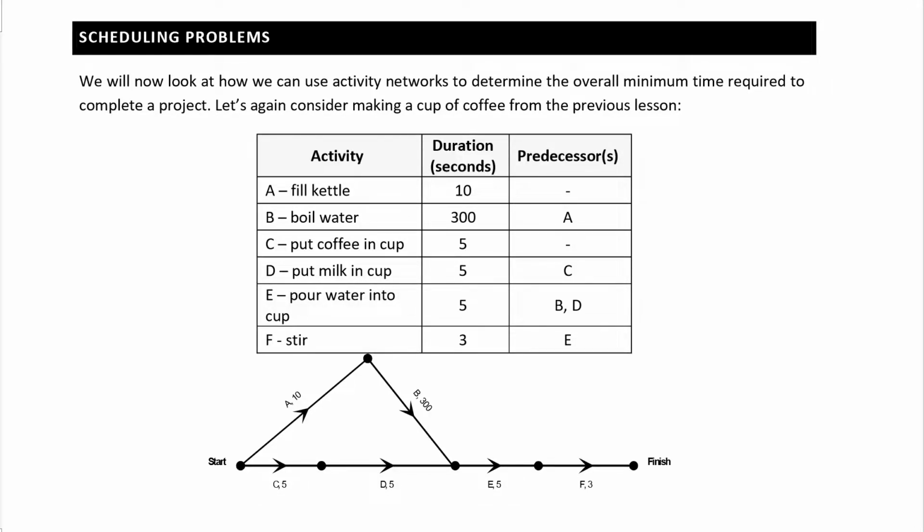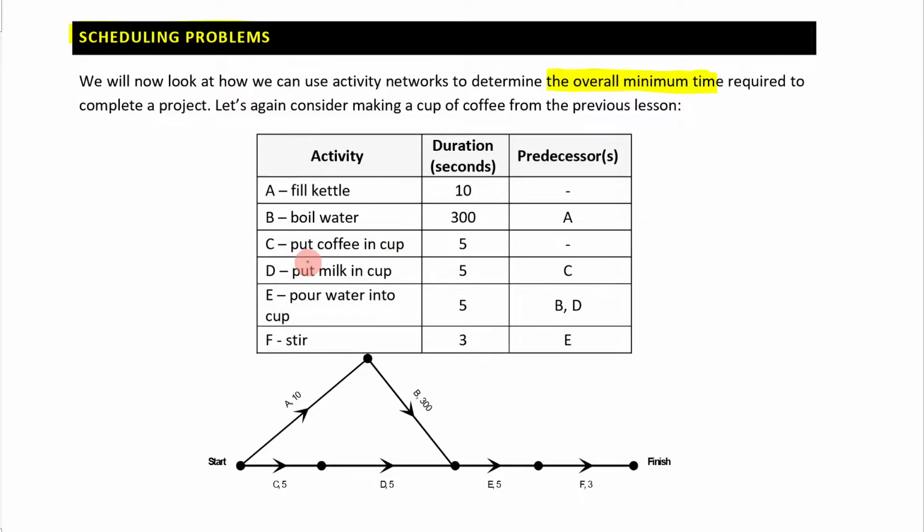Okay, so we are now learning about scheduling problems. We now look at how we can use activity networks to determine the overall minimum time. That's very important: the overall minimum time required to complete a project. Let's again consider making a cup of coffee from the previous lesson. What we're going to do here is use our precedence table and our activity network to determine the overall minimum time required to make this cup of coffee.